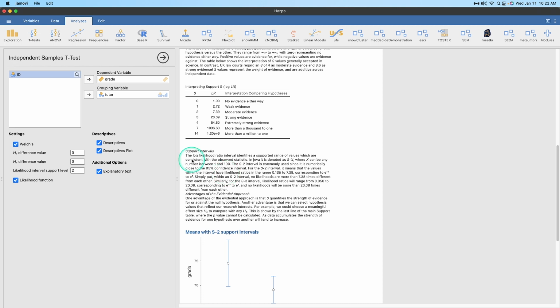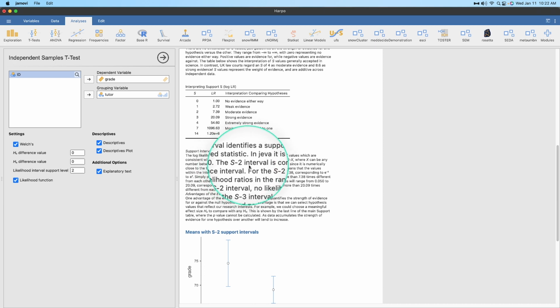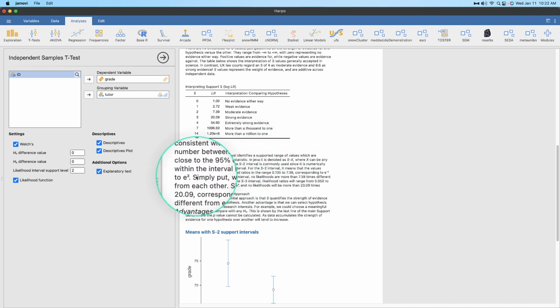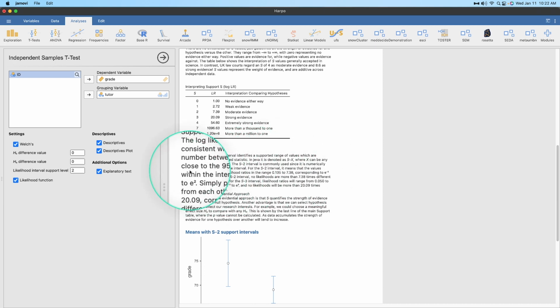What do those mean? The log likelihood ratio interval identifies a supported range of values which are consistent with the observed statistic. In JEVA, it is denoted by S minus X, where X can be any number between 1 and 100. The S minus 2 interval is commonly used since it is numerically close to the 95% confidence interval. Okay, there we get our answer, which is why you just leave 2 as the default.